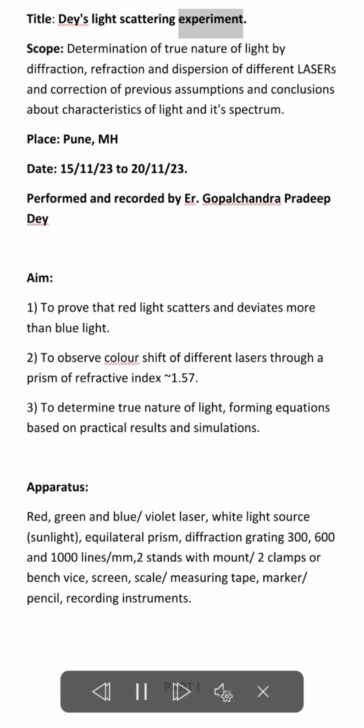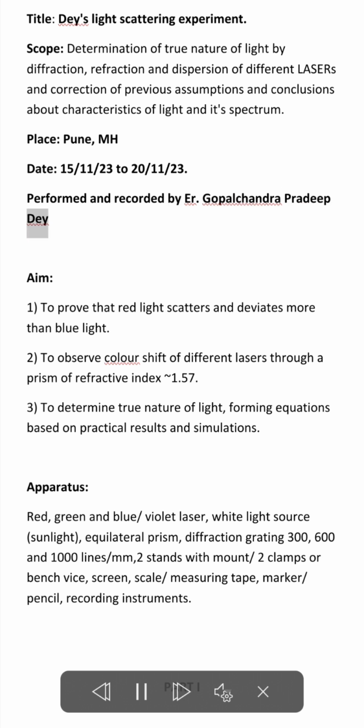Title: Day's Light Scattering Experiment. Scope: Determination of true nature of light by diffraction, refraction, and dispersion of different lasers, and correction of previous assumptions and conclusions about characteristics of light and its spectrum. Place: Pune, MH. Date: 15/11/23 to 20/11/23. Performed and recorded by Air.